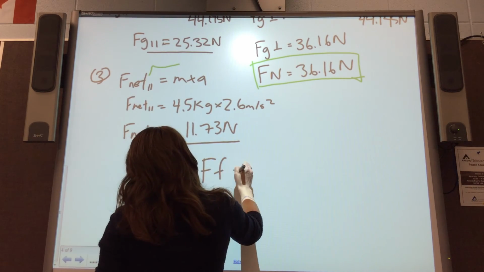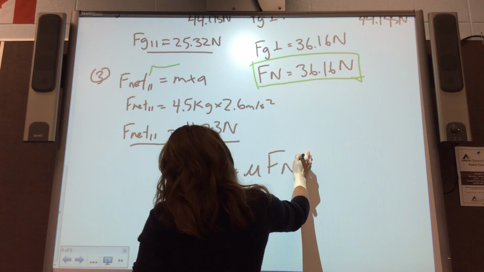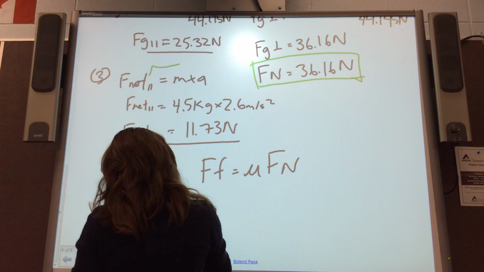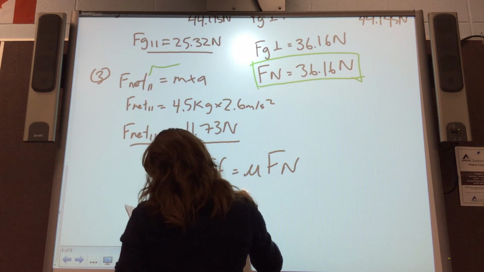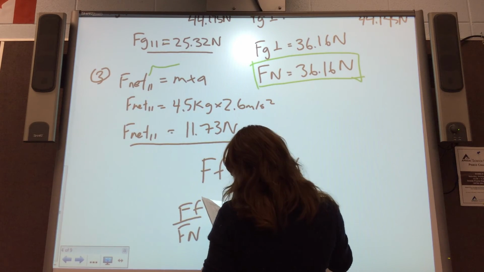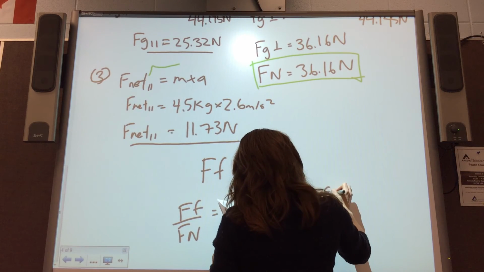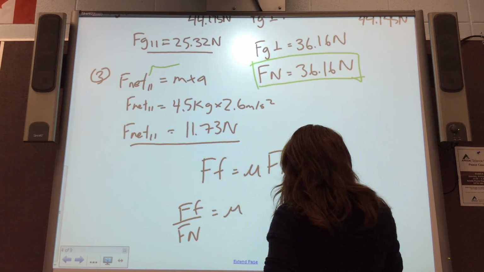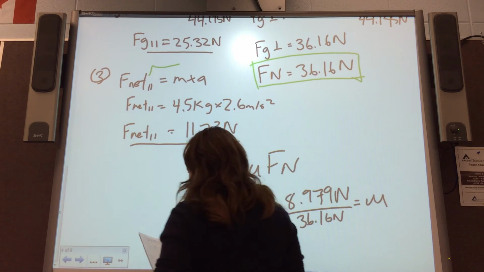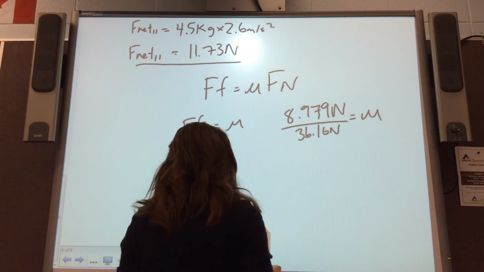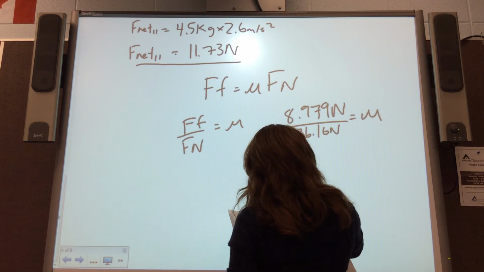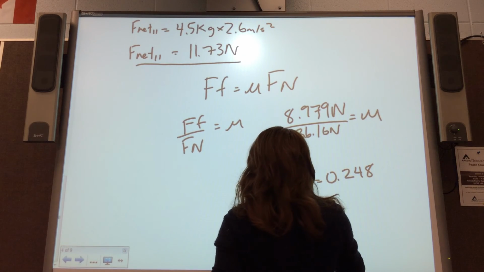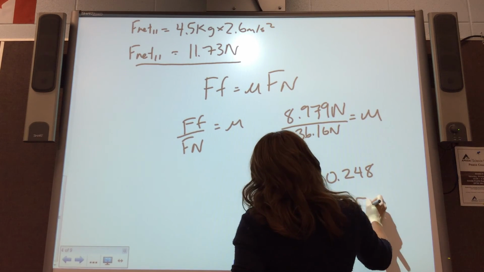So Ff is equal to mu Fn. This is what we've been waiting for. So now Ff divided by Fn is equal to mu. So 8.979 newtons divided by 36.16 newtons is equal to mu. Mu is equal to 0.248. It doesn't have any units. We round to 2 sig digs.